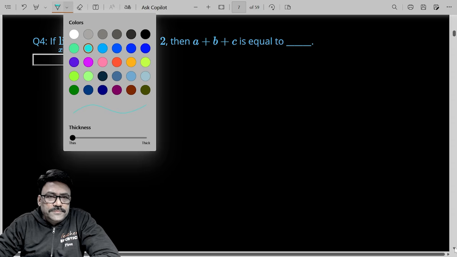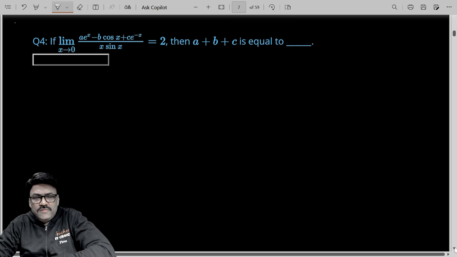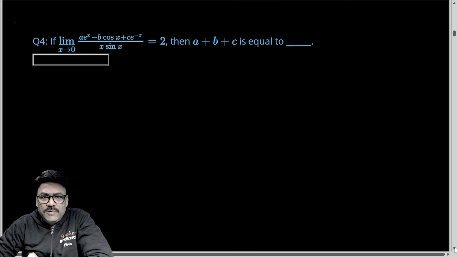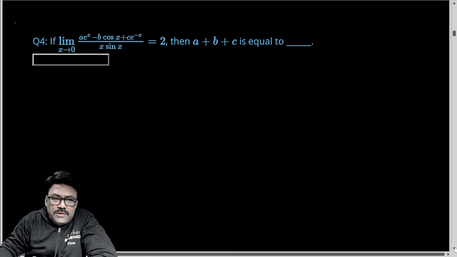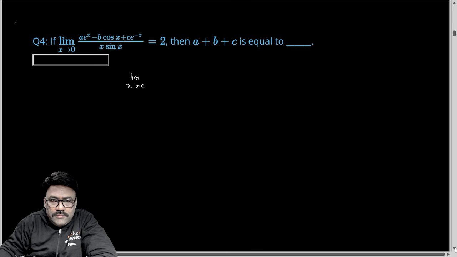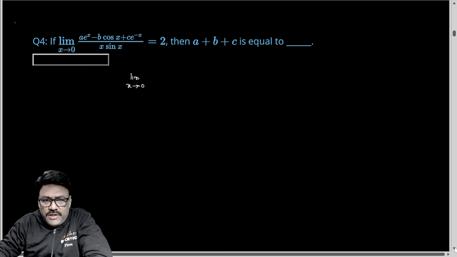Okay, see this question. This limit is given as 2. So what will be a plus b plus c? Limit is already given. You have to find a plus b plus c. So what I can do here, let's use expansion. Or in fact, you can use L'Hopital rule also, because it is 0 by 0 form.